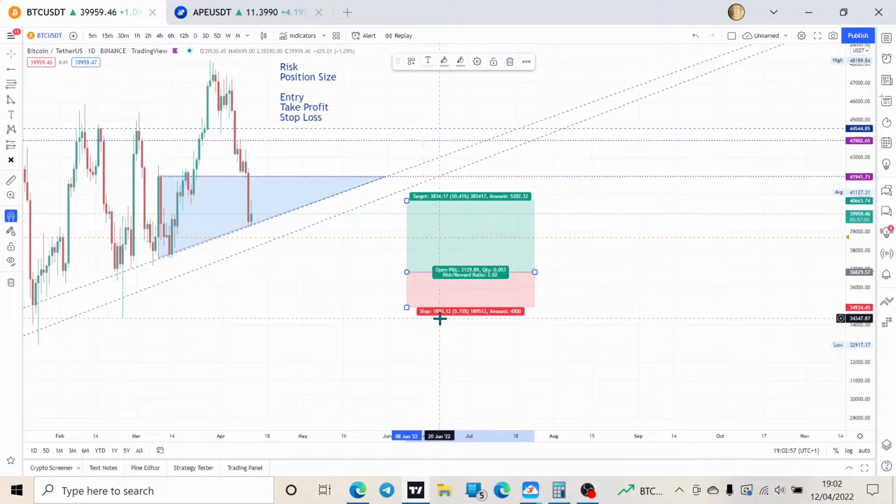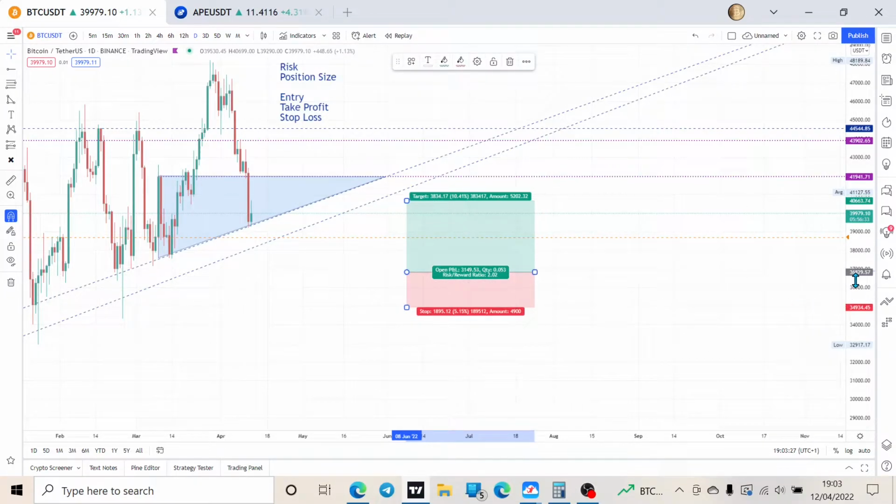So the first number on there is saying the stop loss is $1,895 below our entry. So this will be our entry, $1,895 below our entry, which is 5.15% of the value. Basically what that's saying is that $1,895 is 5.15% of the current price.